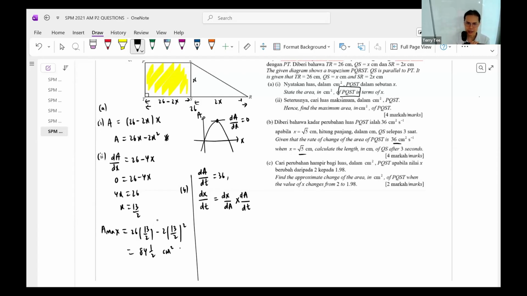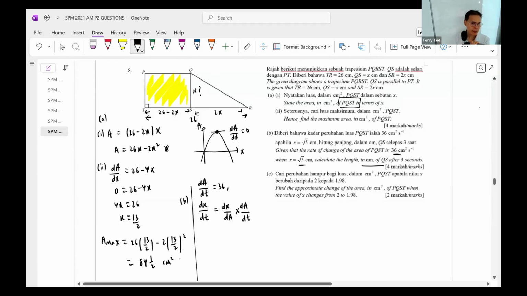Now, I know some of you may be thinking, why dx? Well, because you're finding the length of QS. What is QS? Look, QS is your x, right? You're finding x. So you need to go back to your dA/dx, which is this one. And you sub x is what? Square root 5. So maybe I sub first x equals square root 5. I find my dA/dx. So 26 minus 4 times square root 5. You can change to decimal first if you want.